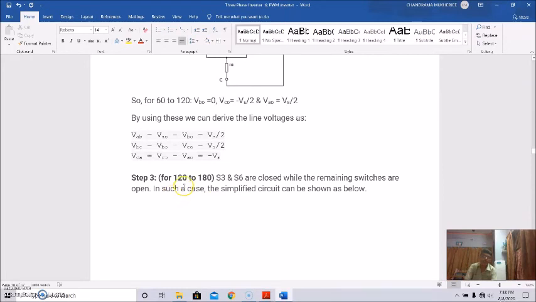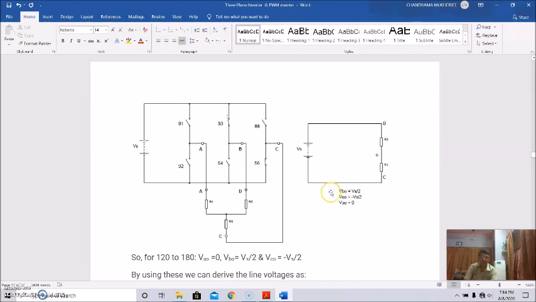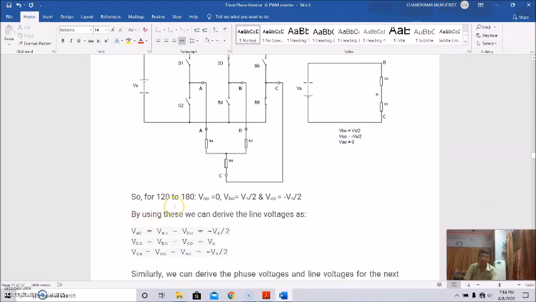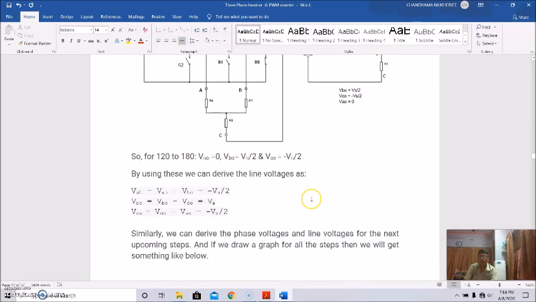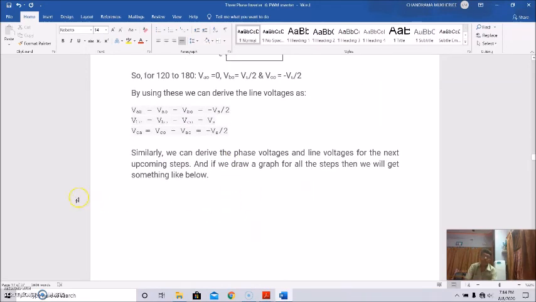For step 3, that is for 120 to 180 degrees, S3 and S6 are closed, but the remaining switches are open. In such a case, the simplified circuit can be shown like this. For 120 to 180 degrees, VAO equals 0, VBO equals Vs by 2, and VCO equals minus Vs by 2. By using this, we can derive the line voltages as VAB equals VAO minus VBO equals minus Vs by 2, VBC equals VBO minus VCO equals Vs, and VCA equals VCO minus VAO equals minus Vs by 2. Similarly, we can derive the phase voltage and line voltage for the next upcoming steps.